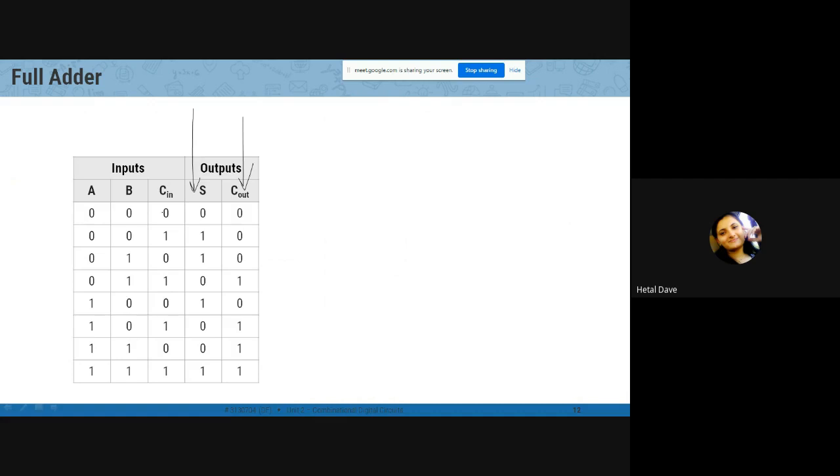So 0, 0, 0. Sum is 0, carry 0. 0 plus 0 plus 1. Sum is 1, carry is 0. 0 plus 1 plus 1. Sum is 0, carry is 1. So in this manner, sum and C out columns are made. Now, either you can make K-map or still using the truth table, I can make the equation. In today's lecture, we have seen how equation is made from truth table.